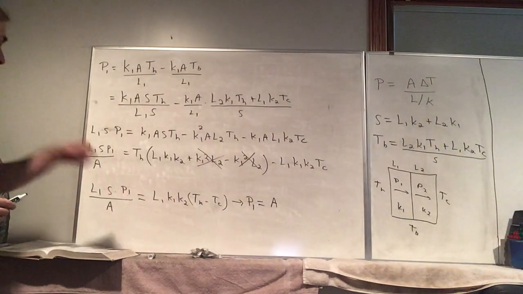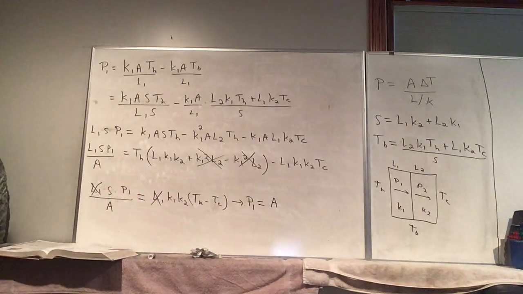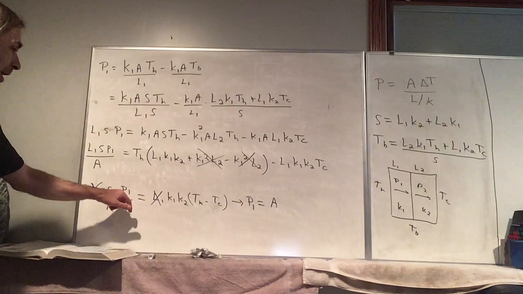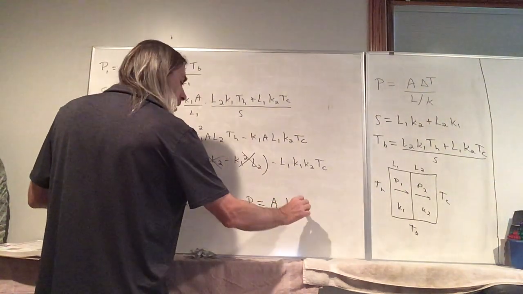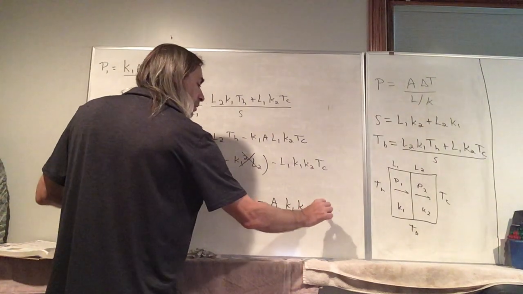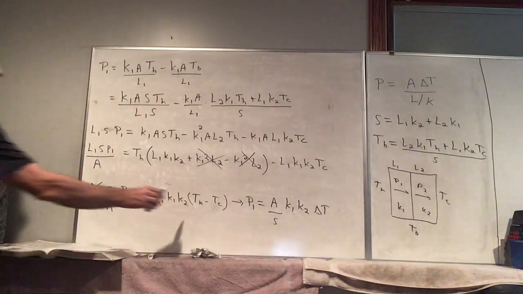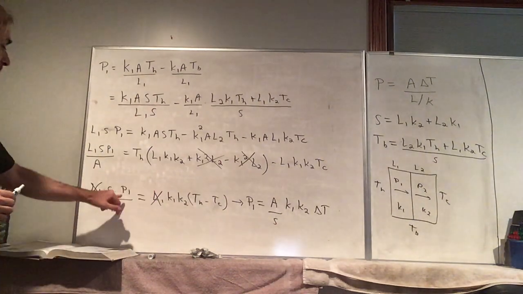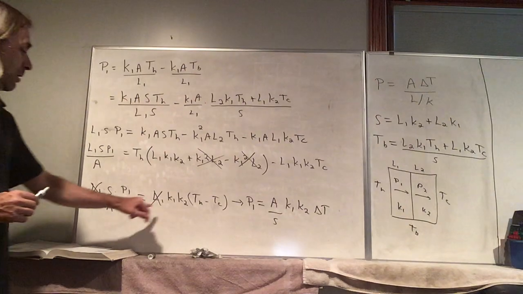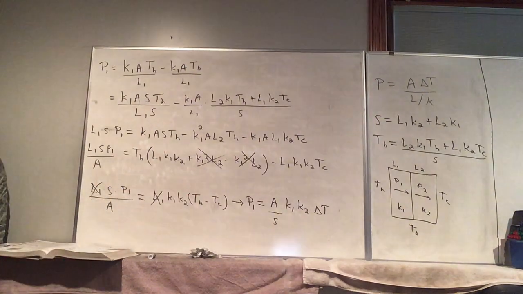We've got that. Oh, we can cancel out the L1. That worked out nicely. So what we have is A over S times K1, K2. I'm just going to call it delta T for now. Delta T is TH minus TC. So we cancel out the L1. So P1 is A K1 K2 over S times delta T.